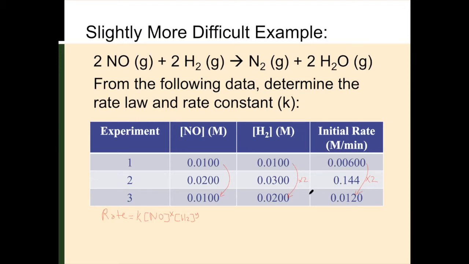So what I can get from that is the exponent y. And that is going to be y equals 1, right? Because this doubled and the rate doubled. So they are directly proportional. So that means it's first order with respect to hydrogen. Okay, so now I know that the exponent on hydrogen is equal to 1. And so I'm going to utilize that information in the next part.